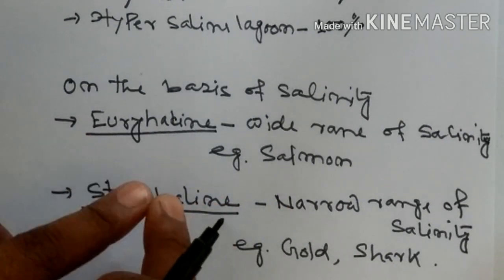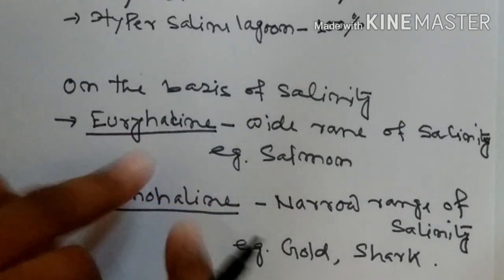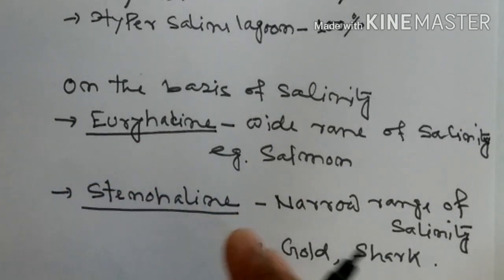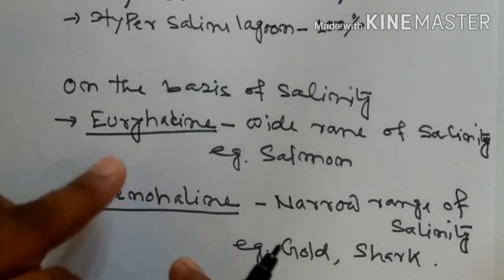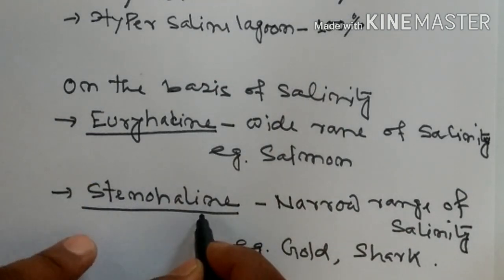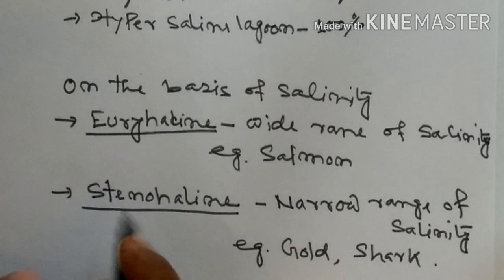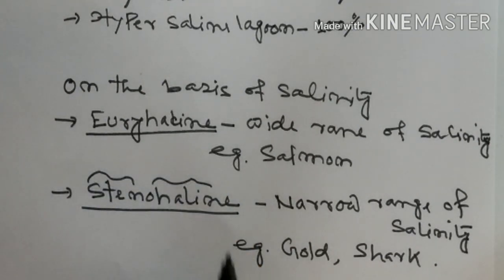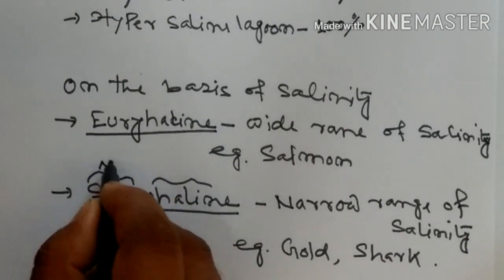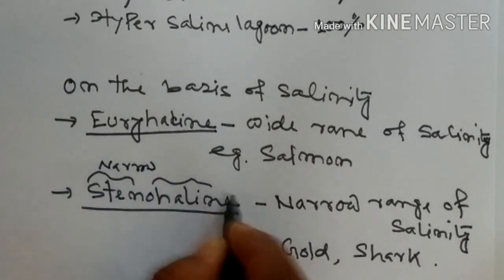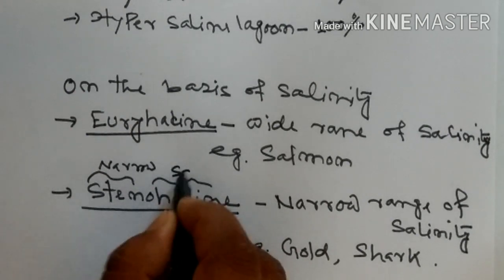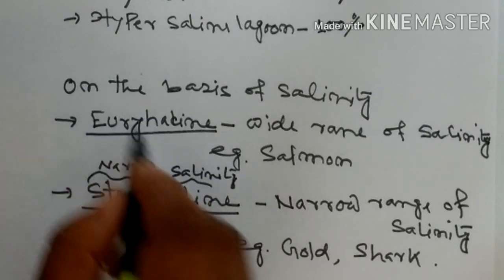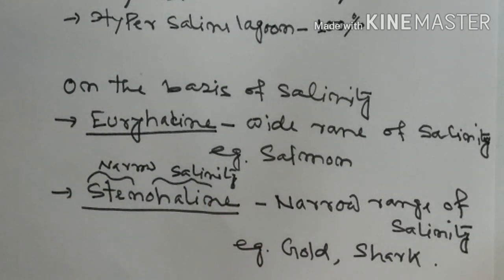Please do not confuse eurythermal and stenothermal. These are related to temperature. And euryhaline and stenohaline, these are related to salinity. Steno means narrow and haline means salinity. Here eury means wide and haline means salinity.